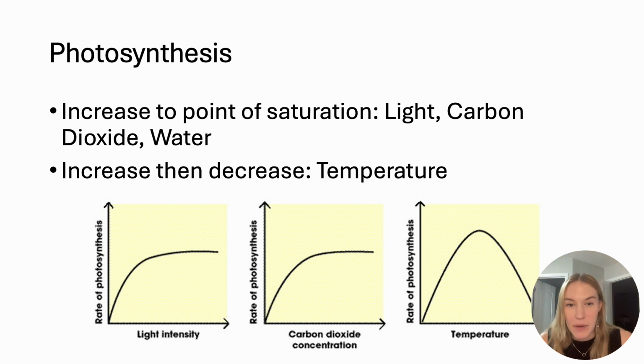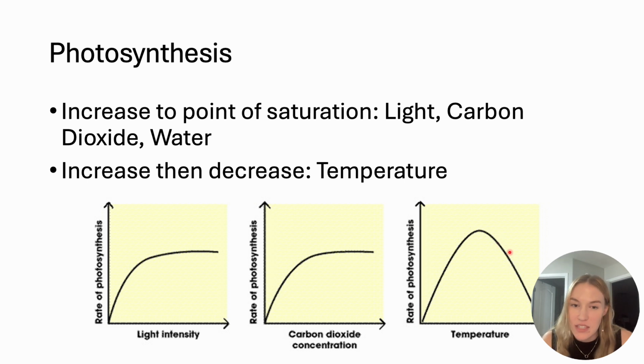So I used this as a bell work the other day, and I think it's important to understand that photosynthesis is only going to increase to a point of saturation. Light, carbon dioxide, and water, we can't just keep adding in more and more and more and assume that photosynthesis will happen forever. And if we increase the temperature, we actually have an optimal temperature. Once it's super, super cold, photosynthesis doesn't really happen. When it's this sort of optimal temperature, photosynthesis is happening very quickly. But if we go too hot, then photosynthesis actually decreases.